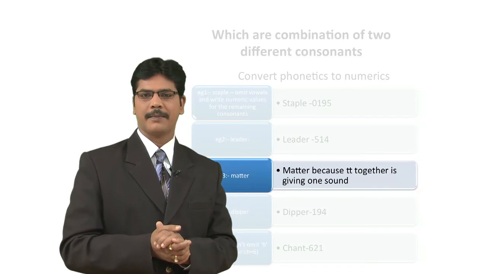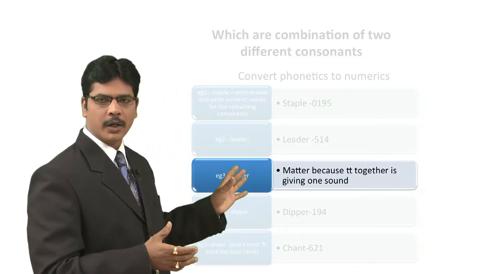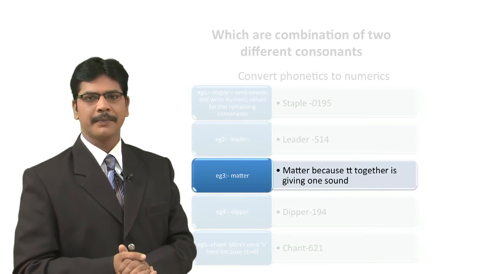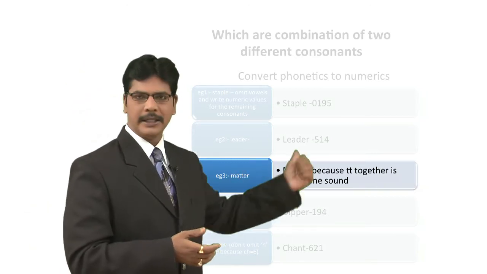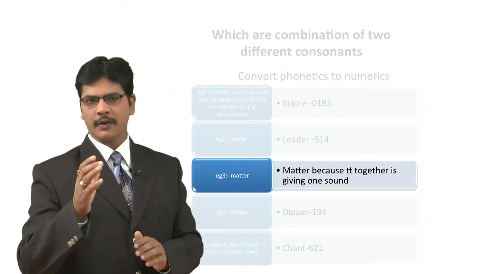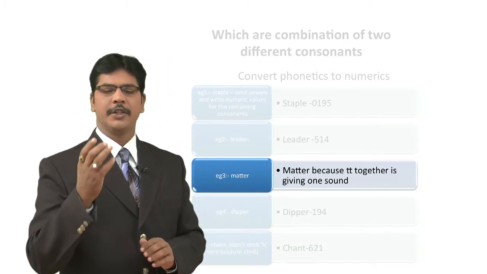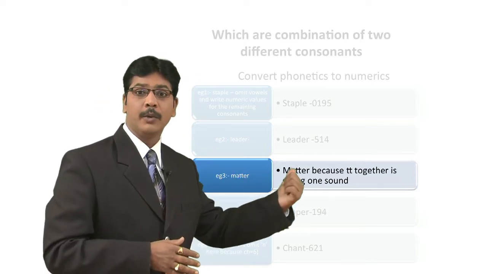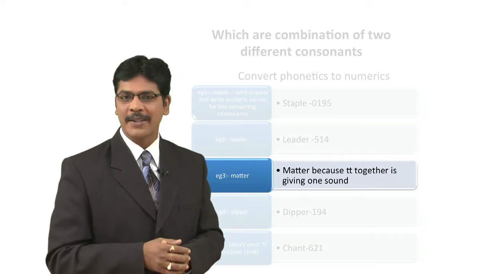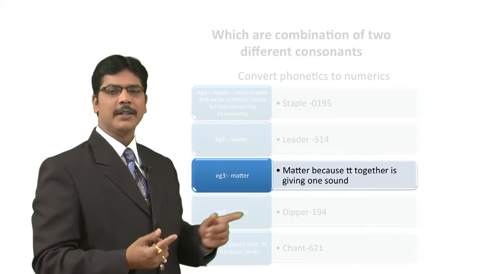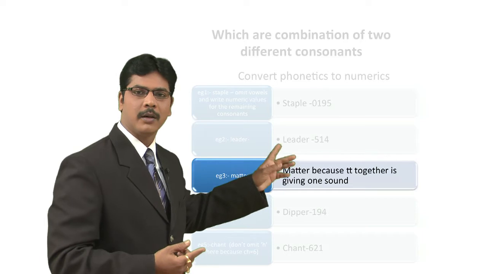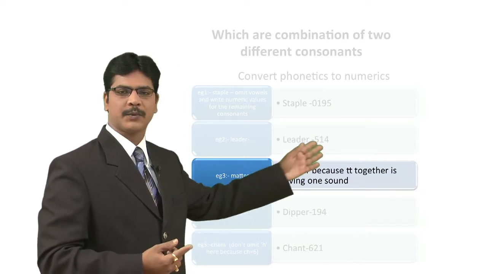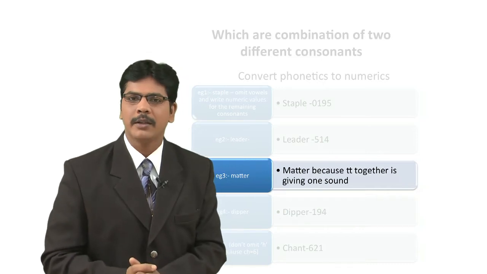M-A-T-T-E-R, matter. From this word, omit the vowels and invalid letters. So, from matter, you can omit A and E. Now, for the rest of the letters, first write its numeric value. So M, you get 3. Now, mind you, it's not matter with a double T, it is matter, so only one T sound is used. So you should get only one there, not double one. It's only 1, 3, 1, and R it's 4. So matter is 3, 1, 4.